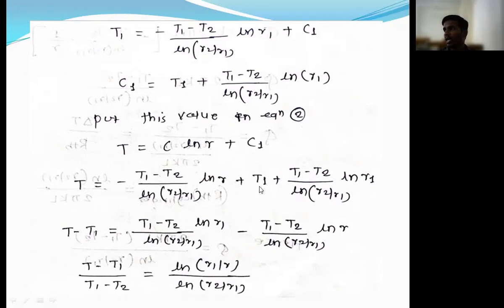Okay, so this T1 has been taken to the left hand side. So at the left hand side, T minus T1 is equal to, this term is positive and this term is negative. This one we took to the left side and this one to the right side. Okay, so T1 minus T2 divided by ln of R2 by R1 into ln of R1, minus (T1 minus T2) divided by ln of R2 by R1 into ln R. Did you understand? This is negative and this is positive, so we took this here and this there, that is all we did. And this T1 has been taken to the left hand side, T minus T1.